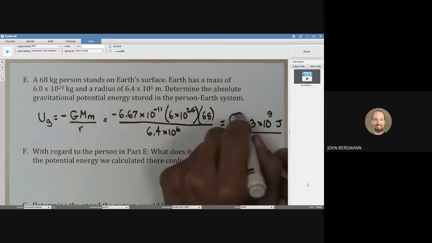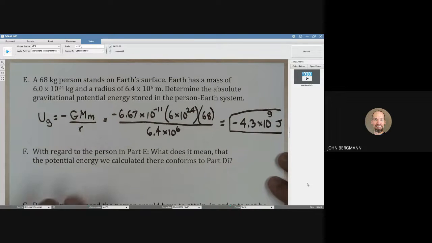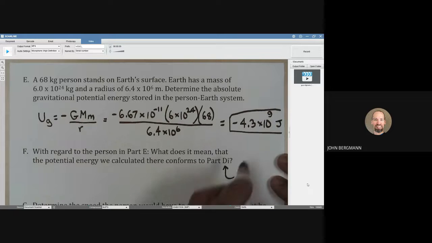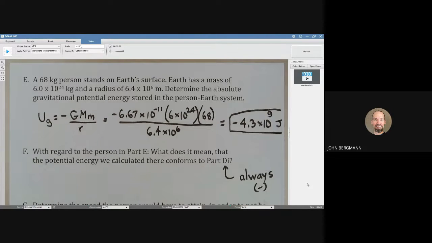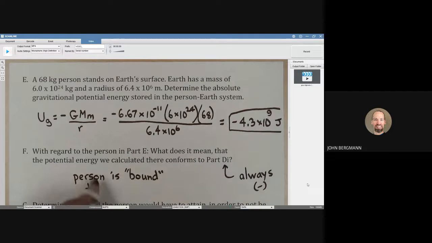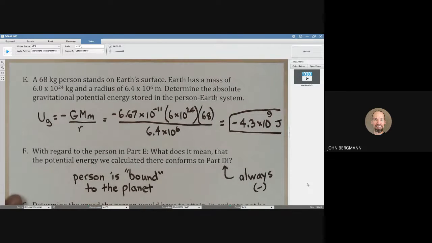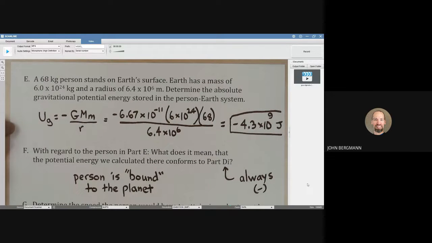Potential energy is in joules. That came out negative. With regard to the person in part E, what does it mean that the potential energy we calculated there conforms to part D1? Well, this was in the video before this one. In part D1, we said absolute gravitational potential energies are always negative. What does it mean that that's a negative number? It means that the person is bound to the planet and cannot leave.